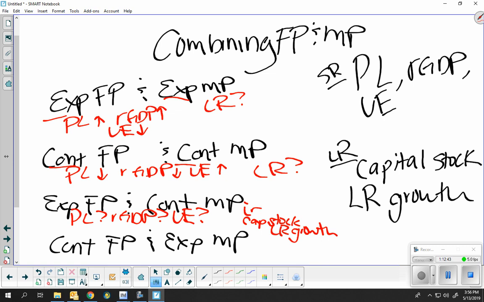We're doing contractionary, and it decreases the money supply. So what happens to interest rates? They go up, for both. Expansionary fiscal policy creates crowding out, so interest rates go up. Contractionary monetary policy decreases the money supply, so interest rates go up. Interest goes up, capital stock goes down because loans are too expensive, and long-run economic growth goes down.